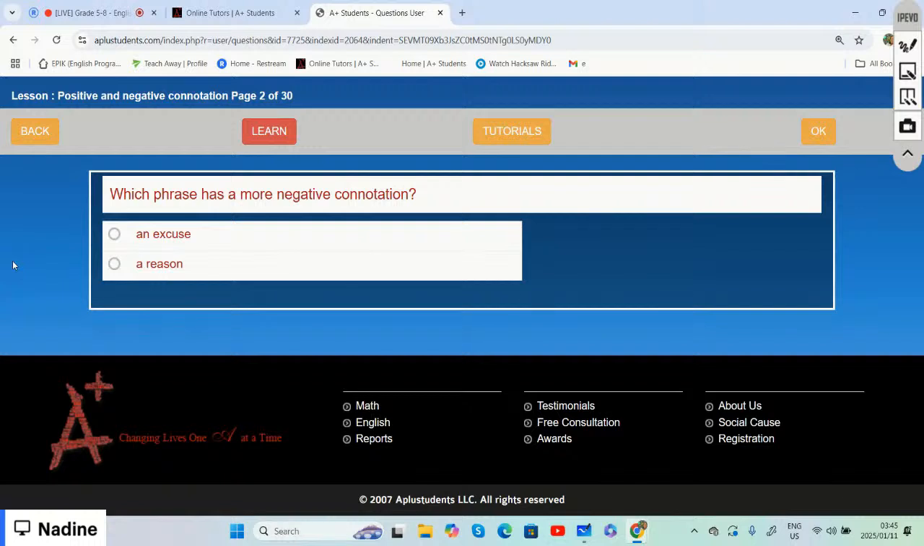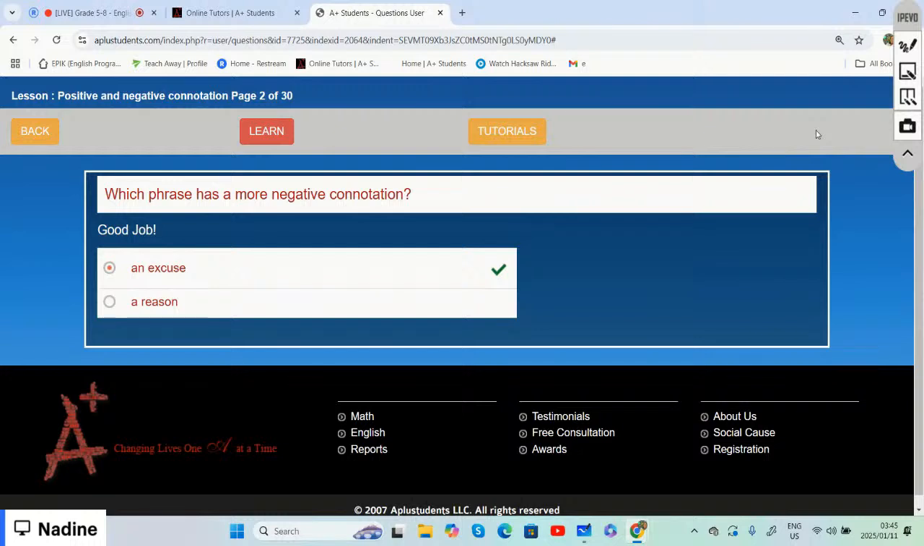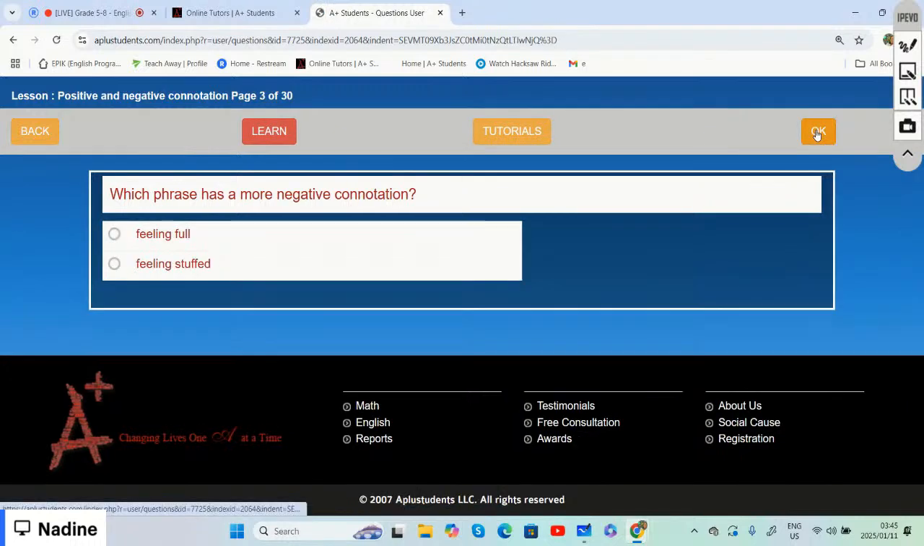And if we were to choose the phrase that has a negative connotation, then an excuse is more of a negative connotation because you don't have an actual reason. It's just like, oh, you're coming up with excuses, which means that excuses are more like lies, right? All right, let's look at the last one. Well done. Which phrase has more of a negative connotation?